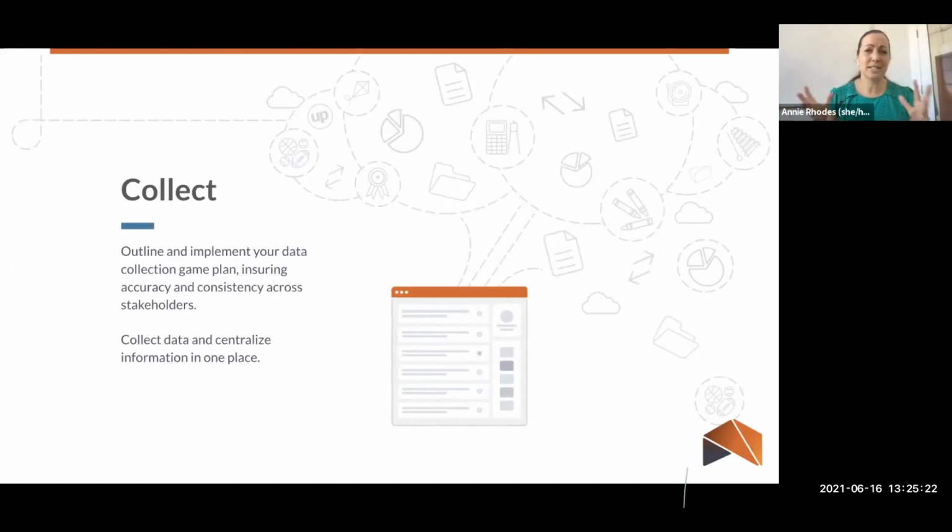Our next grounding step is around collecting. So I started to talk about that already, but making sure you're collecting all of this data. So we've mapped it out, we understand what we need, but now we want to bring it together to make sure we're looking at the data together.